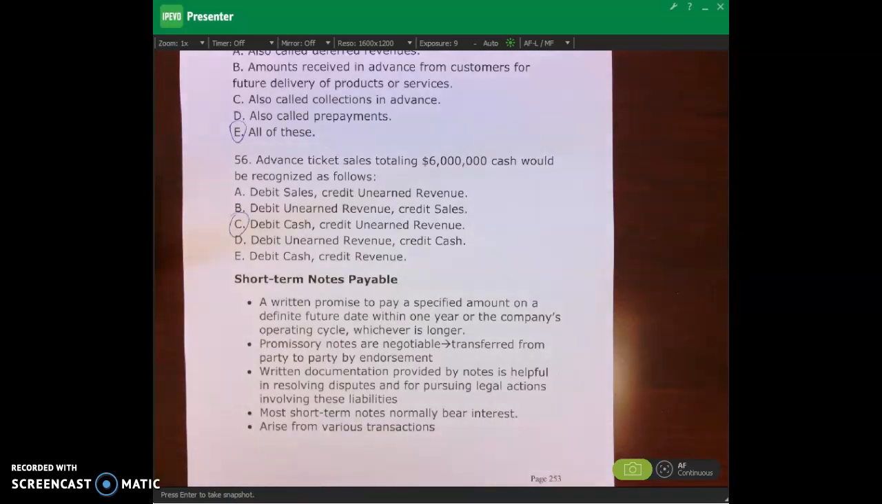Hello and welcome. In this lecture video, I'll be talking about short-term notes payable and also doing some quick check problems associated with short-term notes payable, okay? So this starts on page 253 of your course pack.